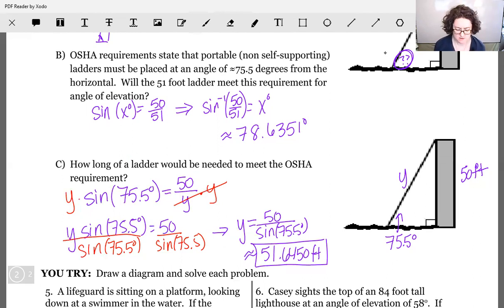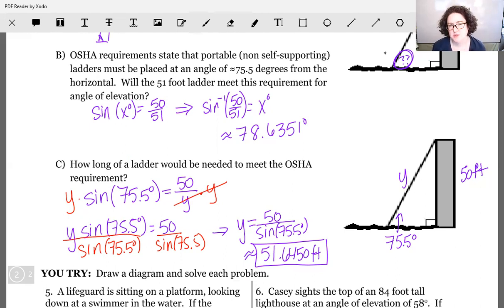Alrighty, so I want you to go ahead and do the You Try problems. At this point, if you're feeling comfortable with these problems, go ahead and stop the video, and then you can check out your results on the completed organizer. If you're not feeling comfortable with these quite yet, I'm going to go ahead and run through these in a quick moment.